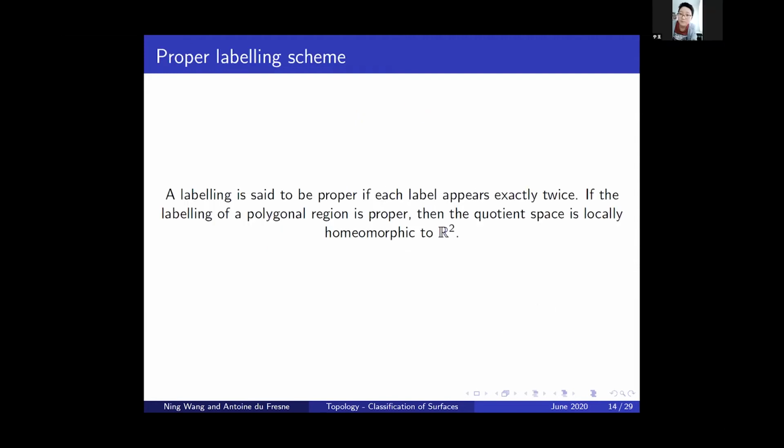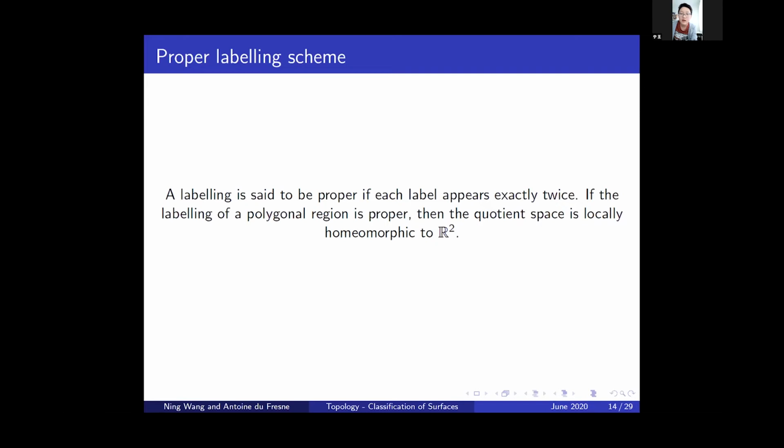Okay, so when a label appears exactly twice in a labeling scheme, this scheme is called a proper labeling scheme, and that is its definition. If the labeling of a polygonal region is proper, then the quotient space is locally homeomorphic to R2.